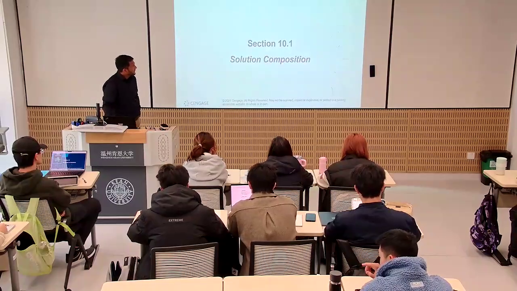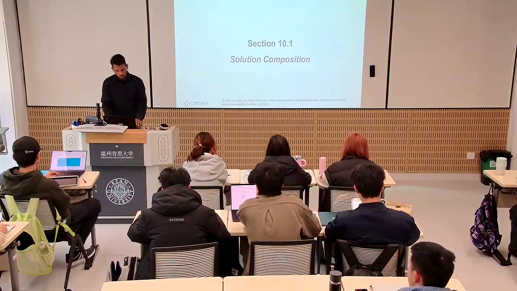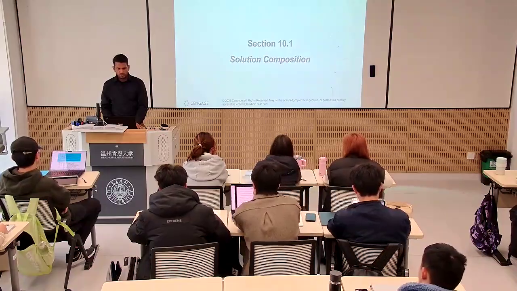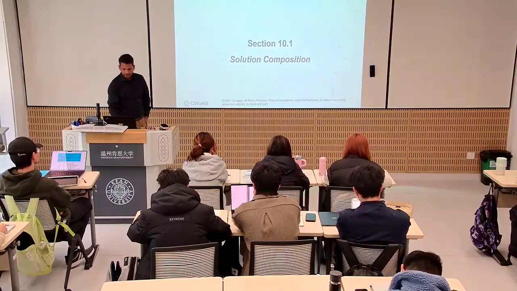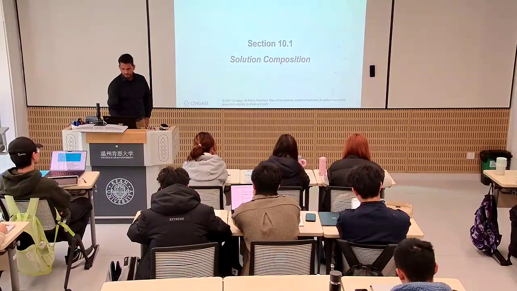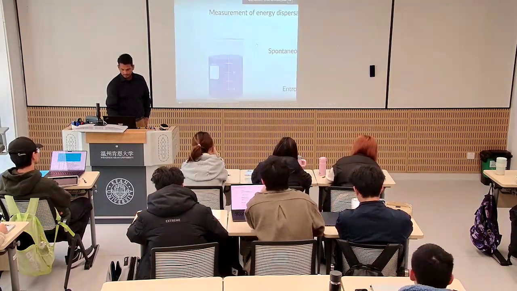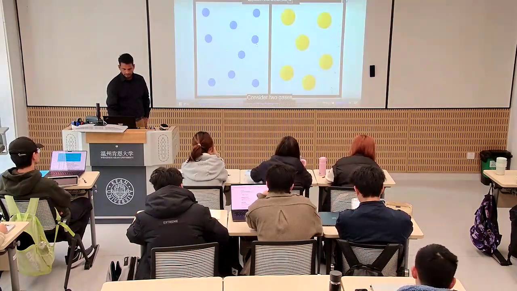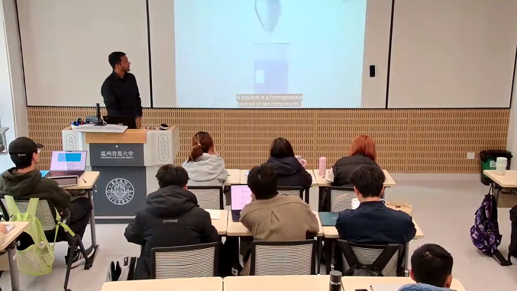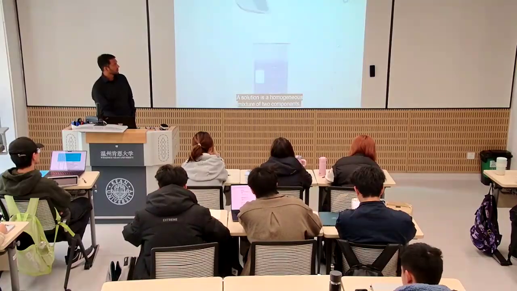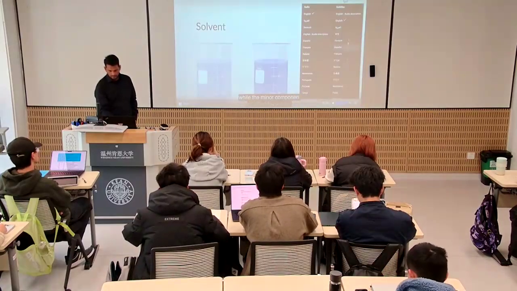Let's dive in. Number one, what is the first part? Solution composition. So let's learn what the solution composition is, how a solution is formed. A solution is a homogeneous mixture of two components. The major component is called the solvent, while the minor component is called the solute.